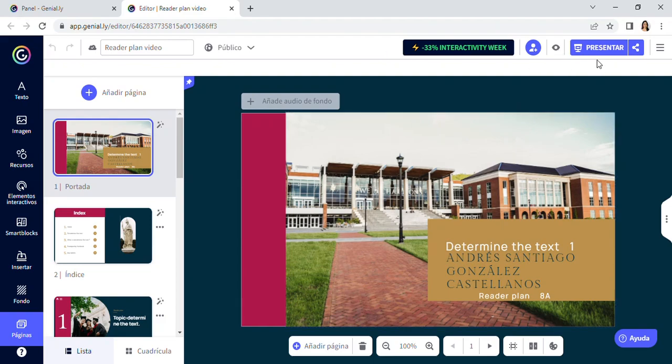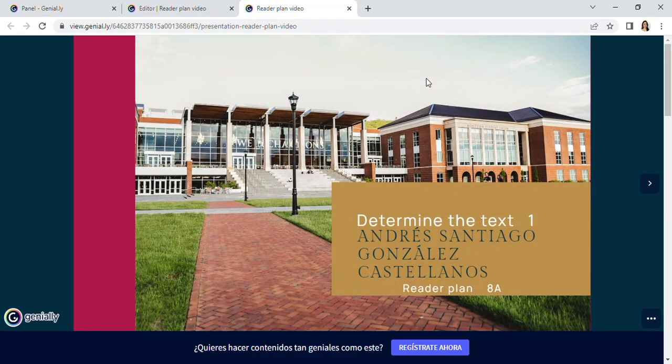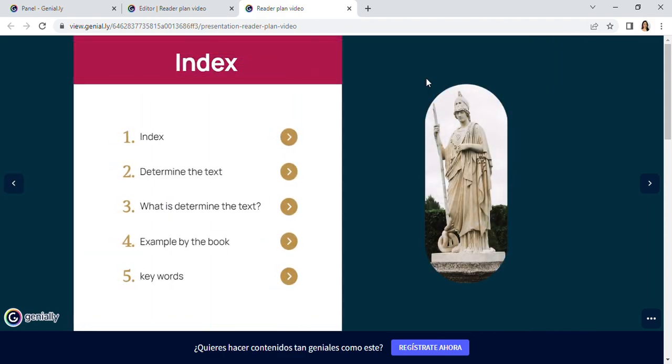Okay, here's my presentation of reader plan. This is determine the text, the topic in which we are working on. This is by Andres Santiago Gonzalez Castellanos from the grade 8A, and the subject is reader plan. This is the topic that we are working on, and this one is the index.